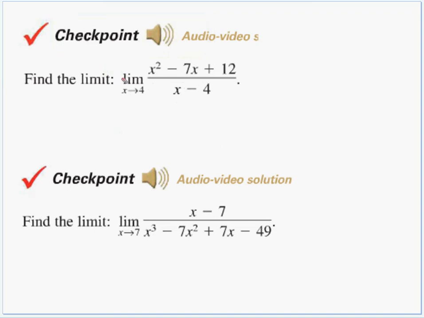Here's a couple for you to try. Pause the video, see if you can find those limits, and then fire it back up and see if you got them right.